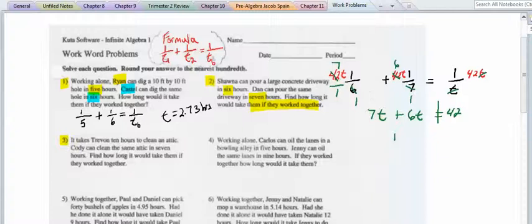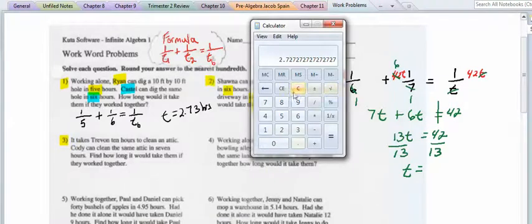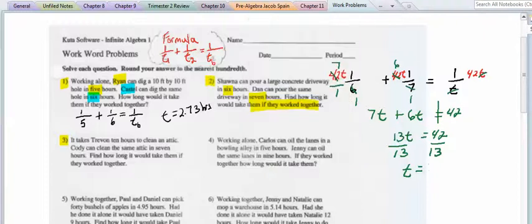Add these together, we get 13t is equal to 42. Divide by 13, divide by 13. T is going to be equal to, and so now, let's get our calculator one more time, as soon as I can find my cursor. Okay, I'm going to clear the old problem. We're going to go 42 divided by 13. And we get, rounding to the nearest hundredths, 3.23. So 3.23 hours. That's number 2.